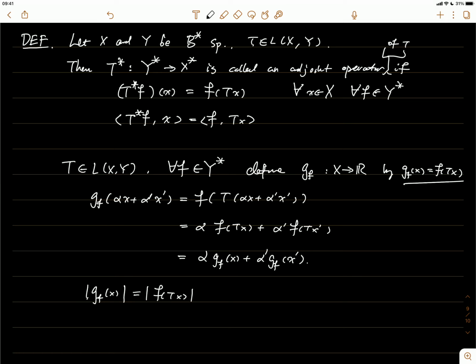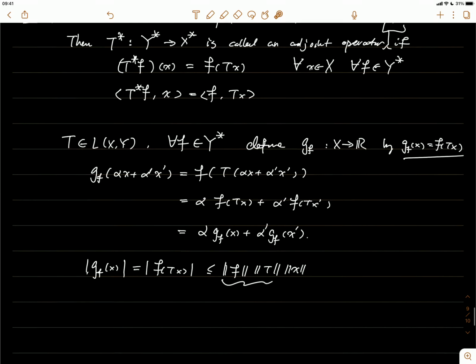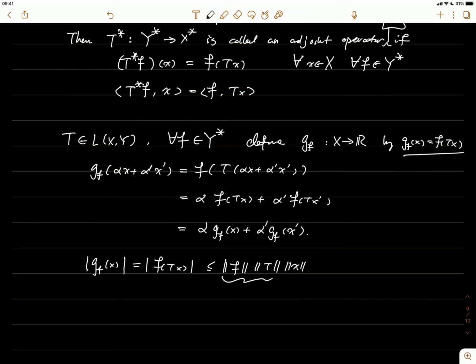So that means it's less than or equal to the functional norm of f times the operator norm of T times the norm of x. Okay? So that means the norm of g_f is bounded by this quantity, which is finite, because T is a bounded linear operator and f is a bounded linear functional. That's why g_f is a bounded linear functional, it's just in X star.